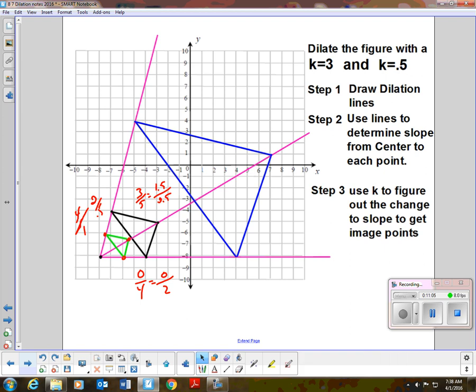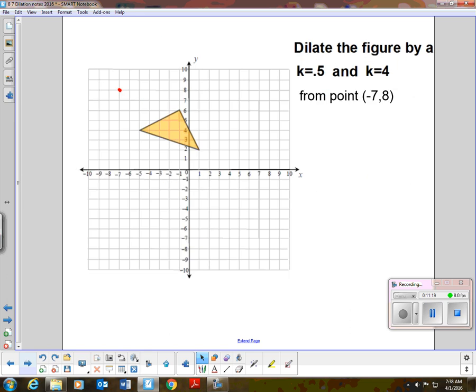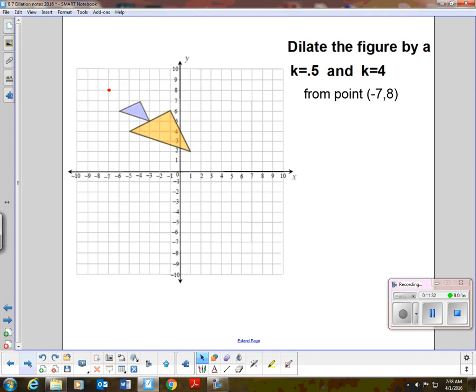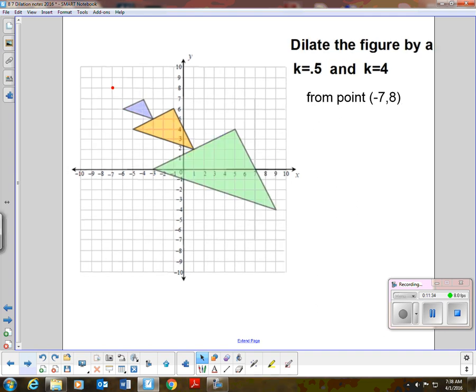So really, when you're dilating about a point that's not the center, it's probably easier just to draw those lines of dilation and just do a number times the slope to get where your new points will be. Okay, so practice these two. See how you do on these. Pause the video and do these. All right, there's your 1/2, and there's your 4.